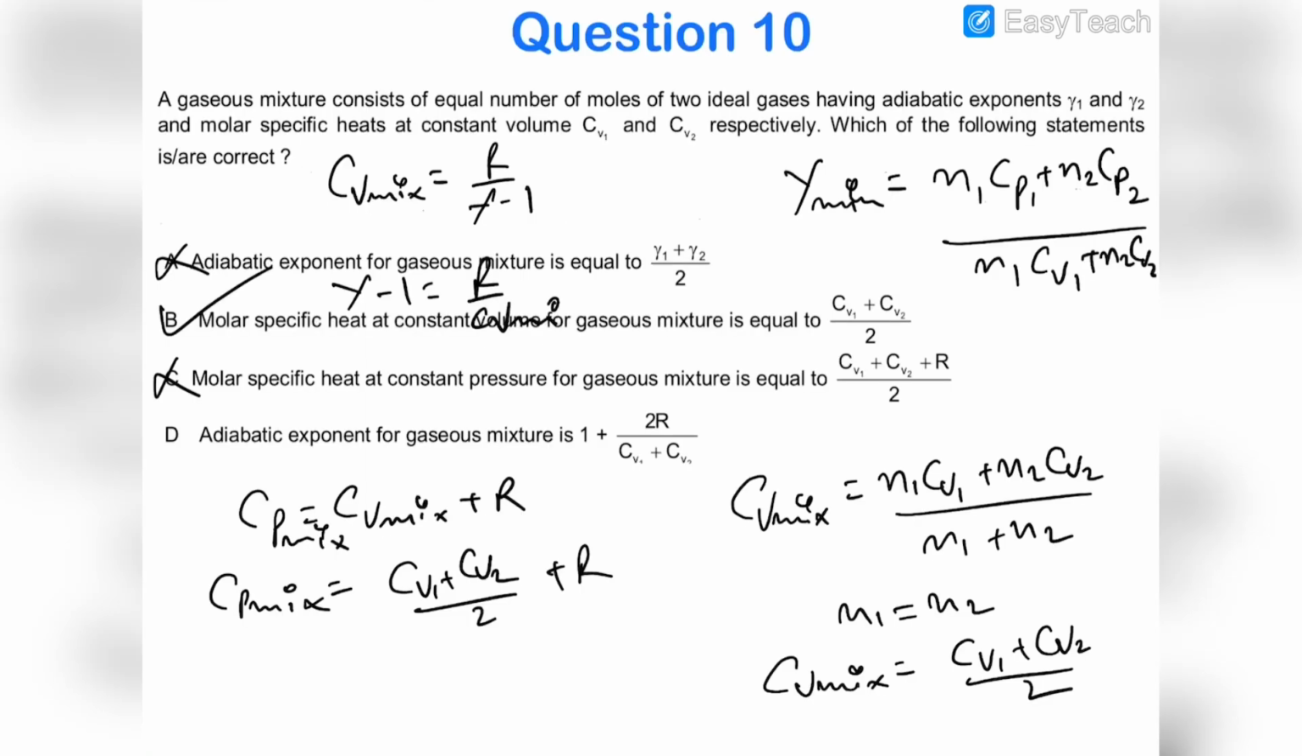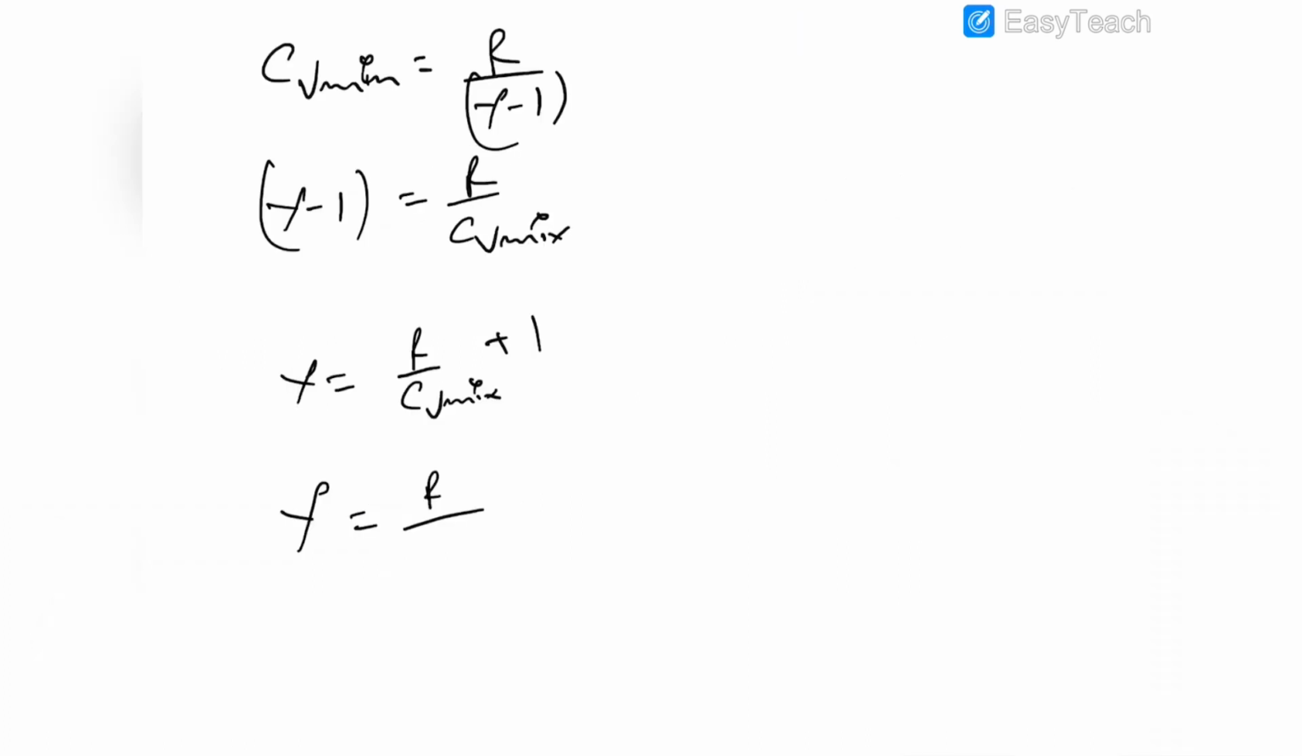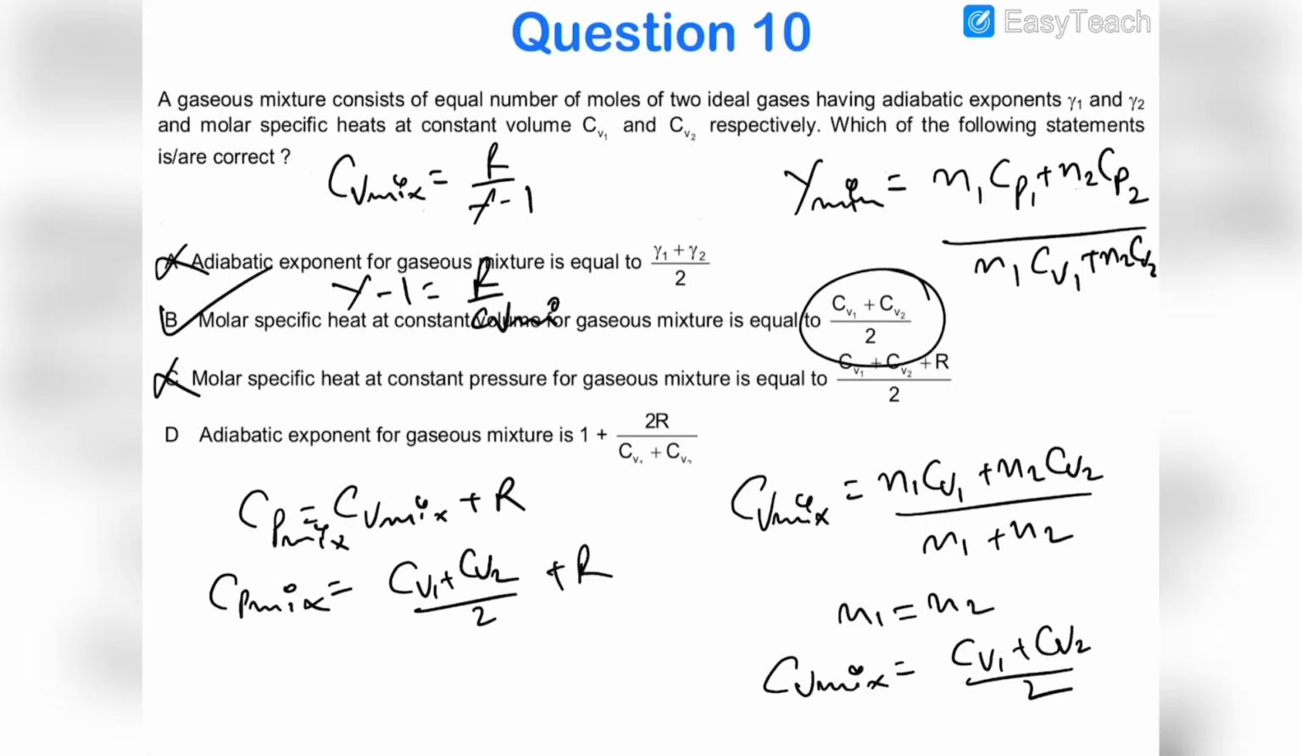Now Cv mixture is equal to (Cv1 plus Cv2) by 2. So this is R upon (Cv1 plus Cv2) by 2, plus 1. So D is also correct. So the correct answers are B and D. Now we move on to the next question.